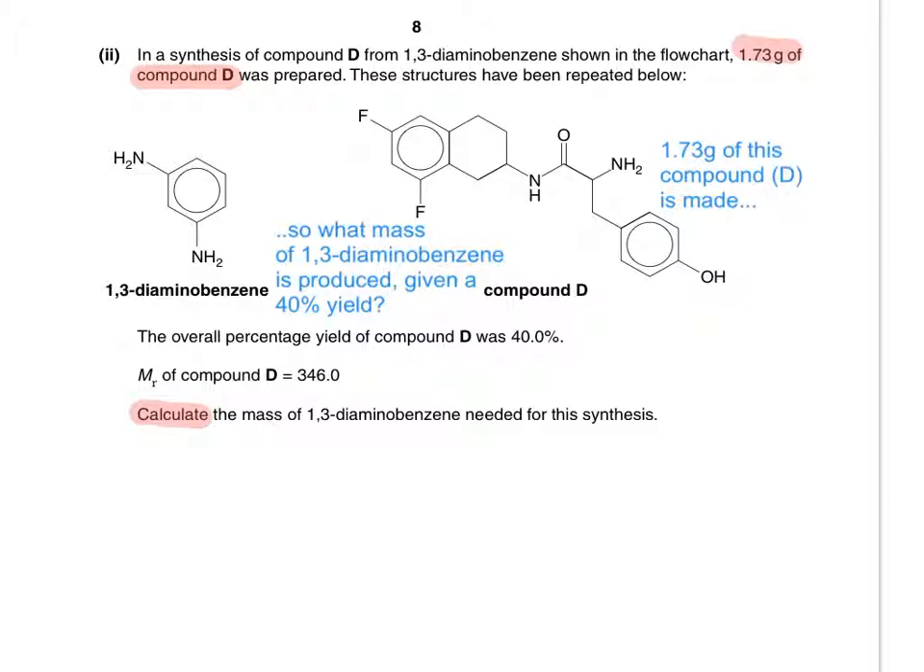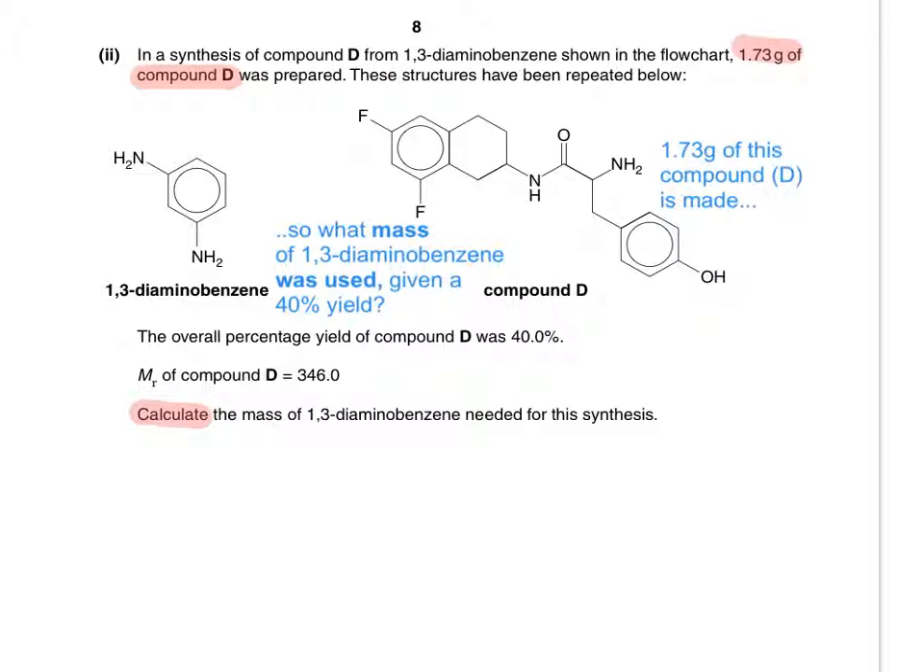So basically, the writing in blue is what you're trying to do. You make 1.73 grams of compound D, and from that you can deduce how much 1,3-diaminobenzene was used. Sorry, not produced, I'll just change that slightly. So what mass of 1,3-diaminobenzene was used given a 40% yield?